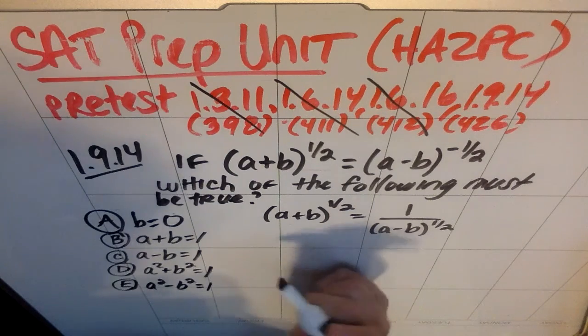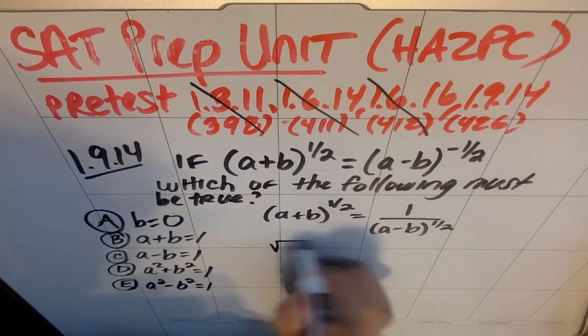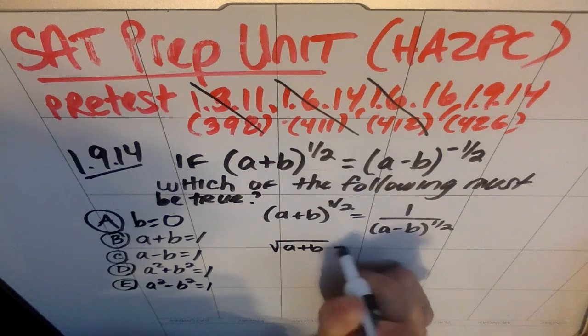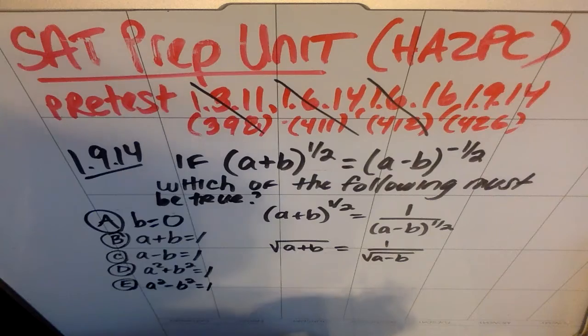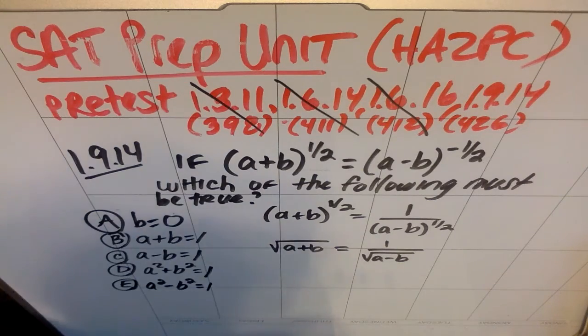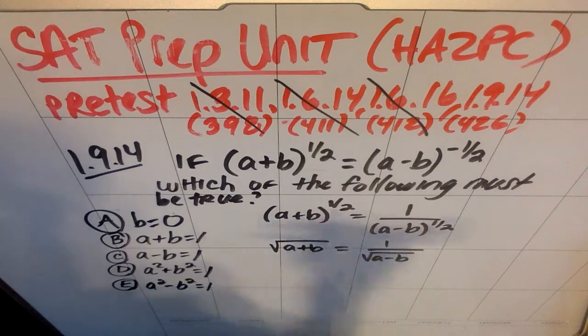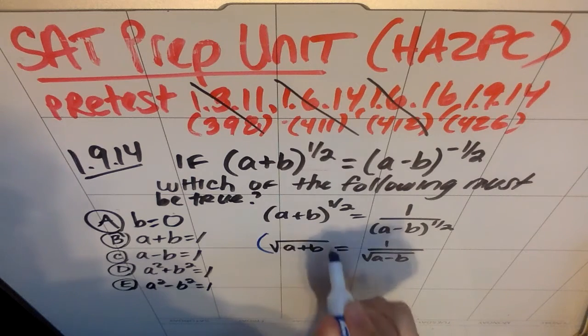Another way to write this, if you prefer it, is as the square root of a plus b equals 1 over the square root of a minus b. You don't have to rewrite it that way, but I did because I want you to realize that the best option here is to square things. So what I'm going to do is square the entire side.